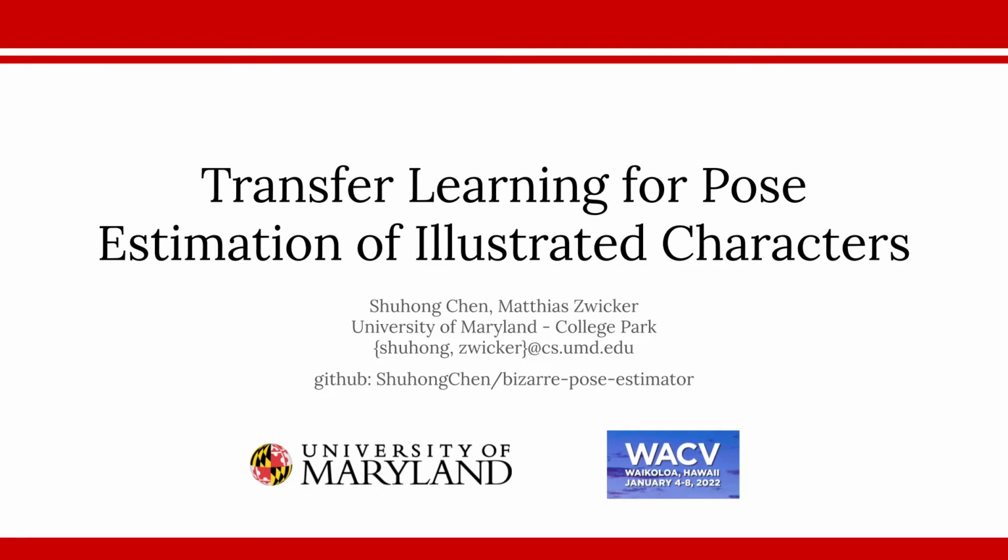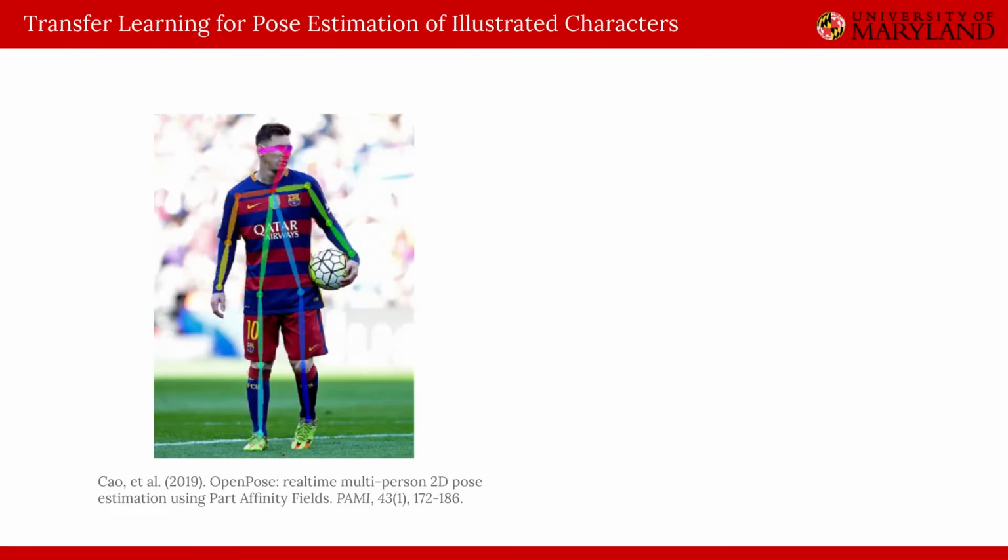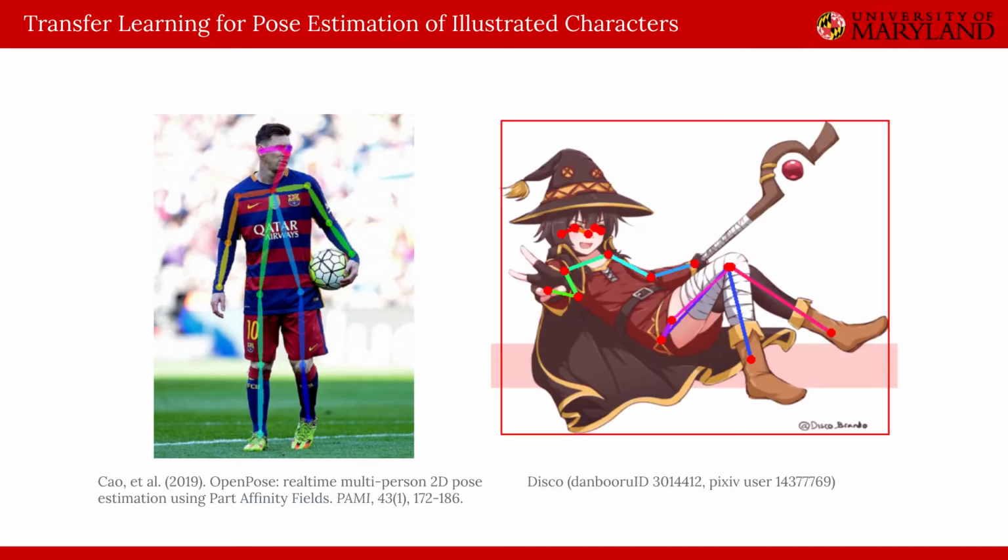I'd like to present our WACV 2022 paper on transfer learning for pose estimation of illustrated characters. 2D human pose estimation is a foundational computer vision task with many real-world applications, such as activity recognition, 3D reconstruction, motion tracking, etc. However, the usefulness of pose estimation is not limited to the natural image domain. A pose estimator for illustrated characters may serve as a useful prior for downstream non-photorealistic tasks, like illustration colorization, character reconstruction, animation keyframe interpolation, etc.